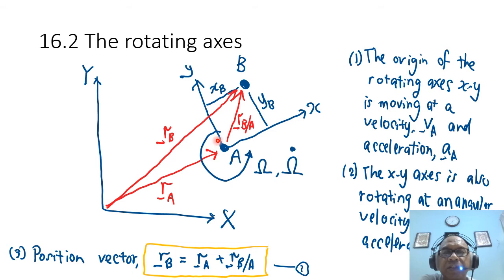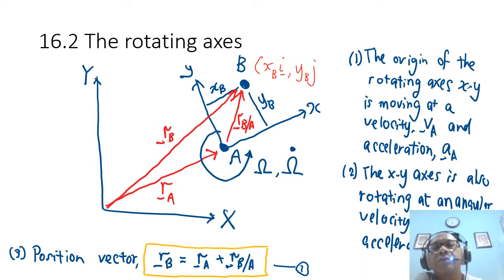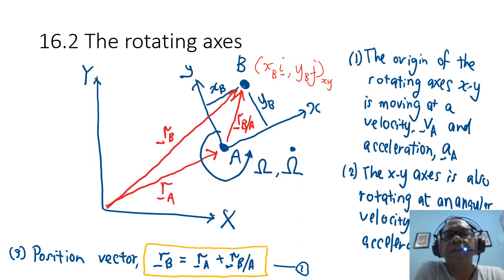Let's say for this instant, the position of B is determined by the coordinates xb and yb. So xb i, yb j is the coordinate of the system. We can write here that B is xb i and yb j. These are measured relative to the rotating axis xy, so sometimes we put that subscript xy to make sure that we are measuring relative to the rotating axis.